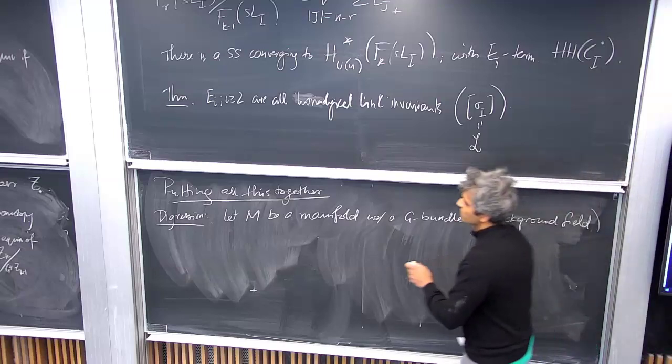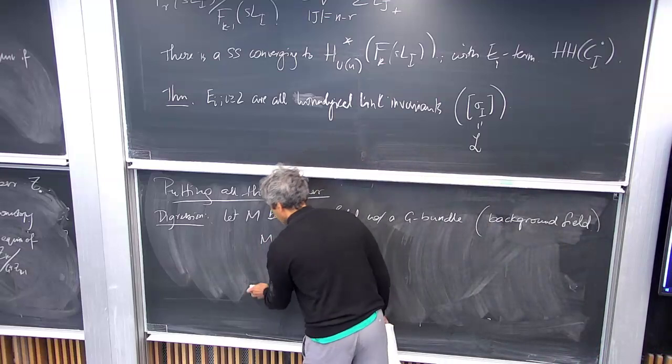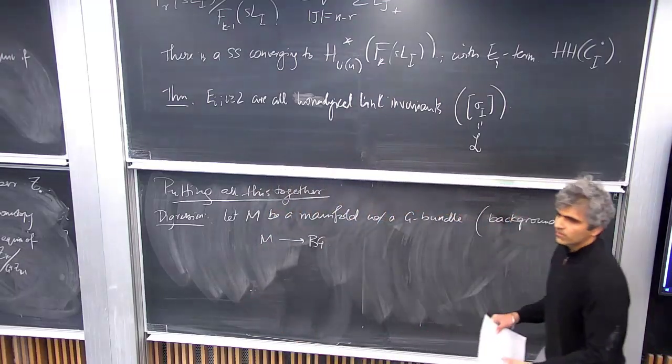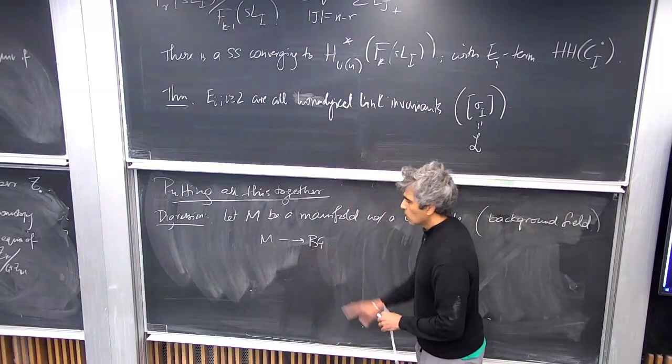I just have a map from M to BG. That's what I mean for now. Nothing terribly fancy for the moment. It's just a map from M to BG. No connections or anything for the moment.